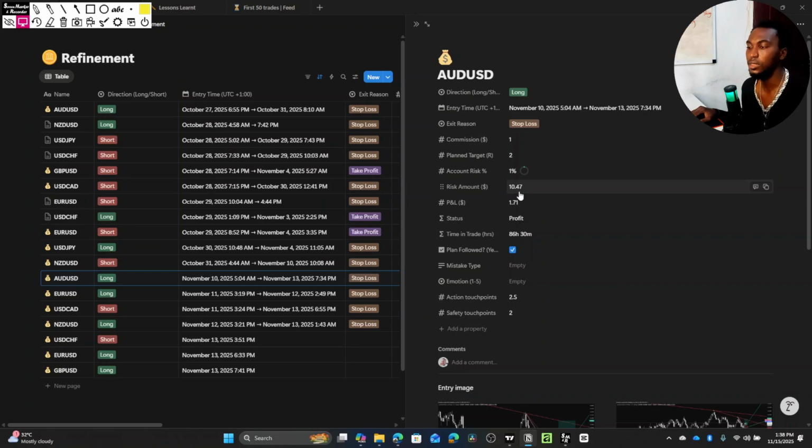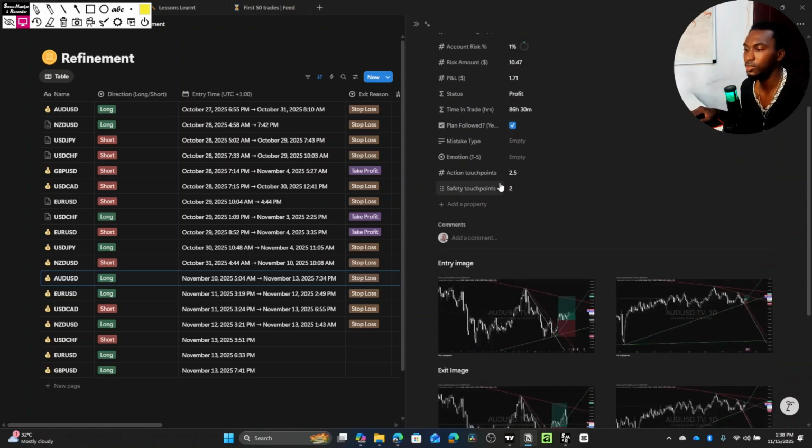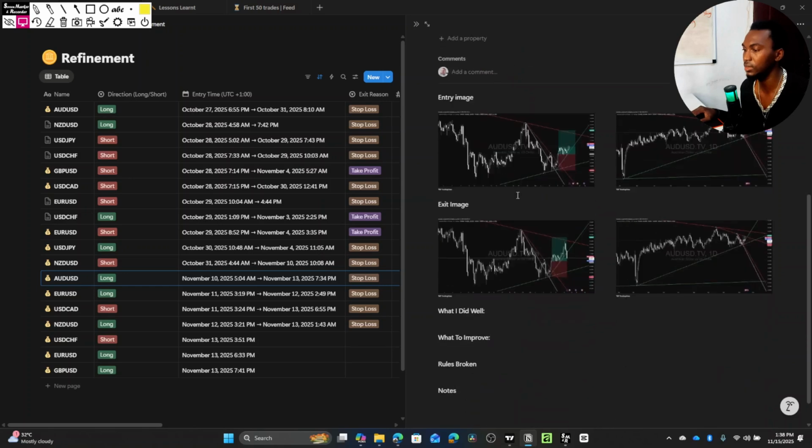What this means is my account balance at the point in time of taking this trade was $1,047. Again, I risk 1% of the account balance in each trade. This trade had 2.5 touch points on the action line and 2 touch points on the safety line. Let's take a good look at it.